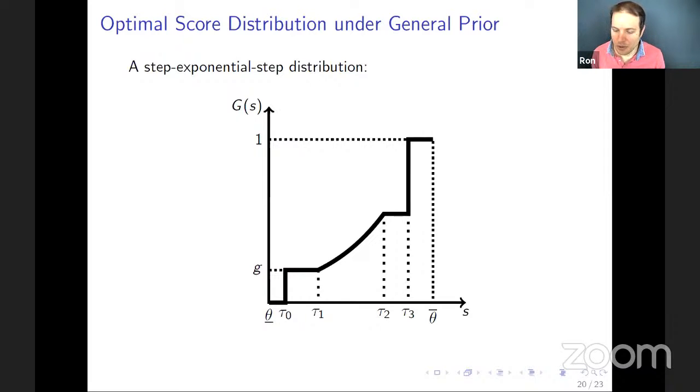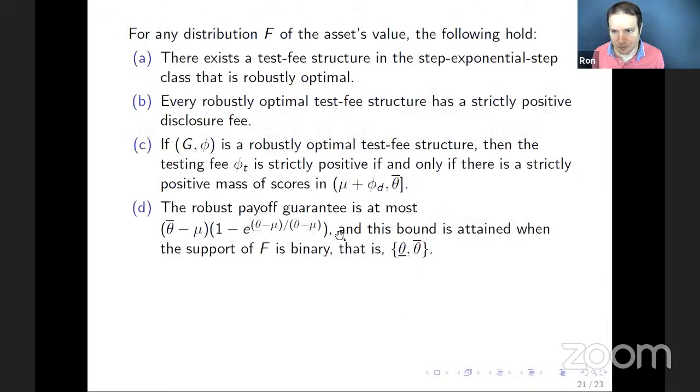In the example with 2 values, we didn't have this, right? Remember, this exponential thing went all the way up from 1/2 to 1. In general, we may have this. When does this occur? It occurs whenever it's optimal to charge a positive testing fee. Okay, so if it turns out that it is optimal to charge a positive testing fee, then we will have this additional high score that arises with positive probability.